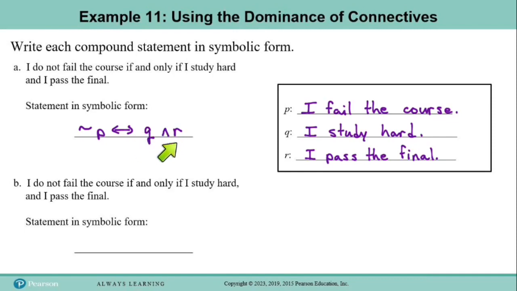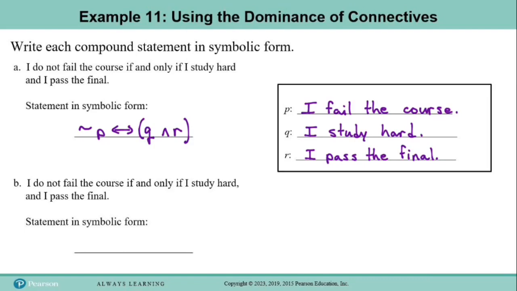And so just for clarity, I'm going to put that part in parentheses. Notice that the parentheses don't change the meaning of the statement, but they do make it a little easier for someone who's reading it to understand what's being communicated. And then part B, I do not fail the course if and only if I study hard, comma, and I pass the final. Now this is exactly the same statement as part A, except that it contains a comma, so it's going to tell us where the grouping should go.